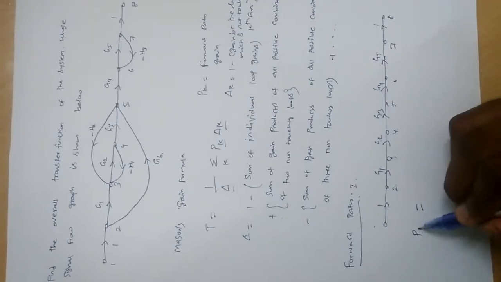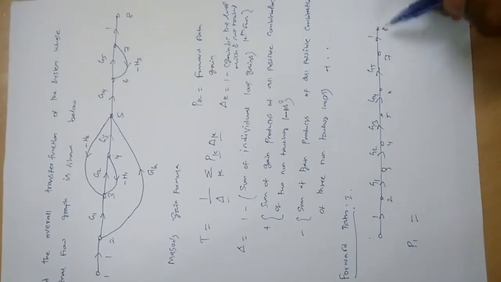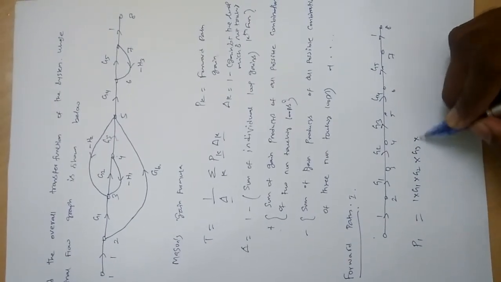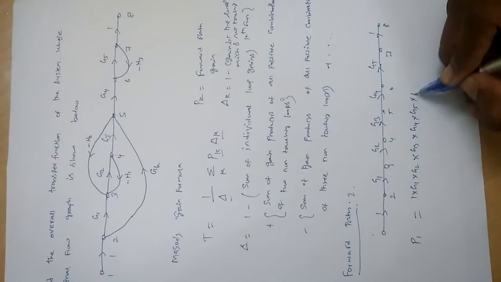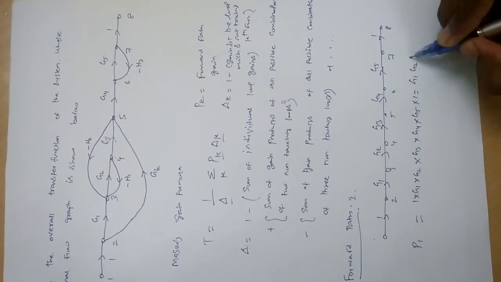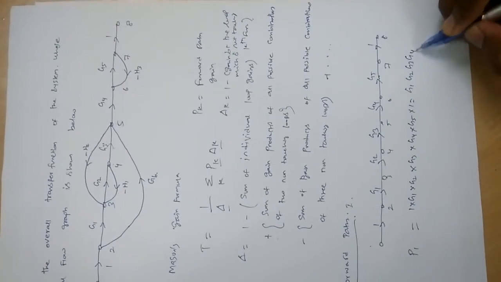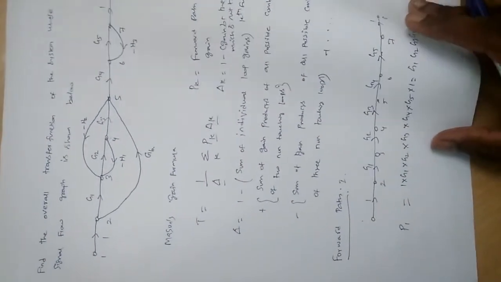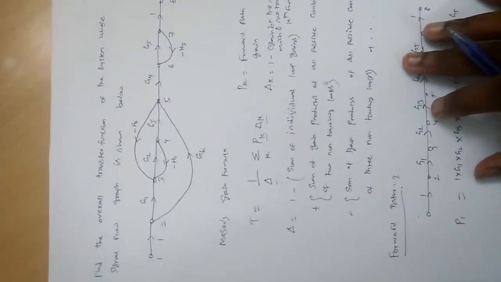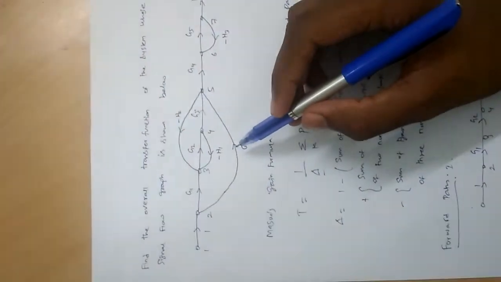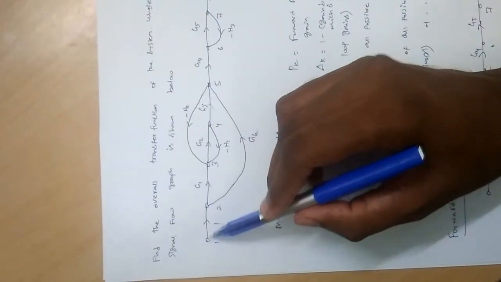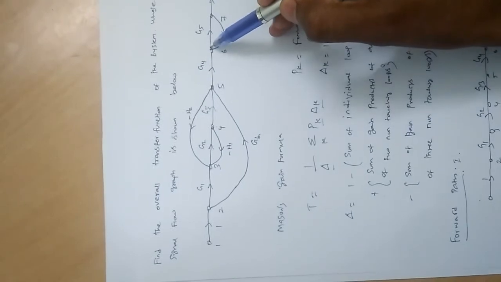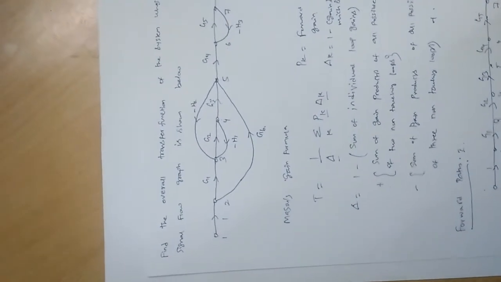So the gain of forward path 1, P1, is equal to the product of all the gains. So 1 into G1 into G2 into G3 into G4 into G5 into 1, so it is G1 G2 G3 G4 G5. This is the forward path gain of the first forward path. You have one more forward path, the second forward path. This is from 1 to 2, from 2 to 5, 5 to 6, 6 to 7, 7 to 8.